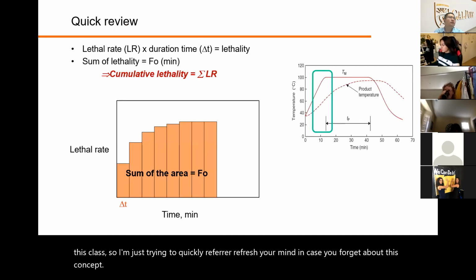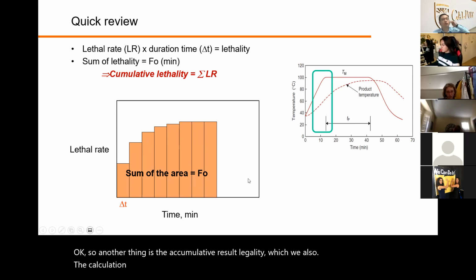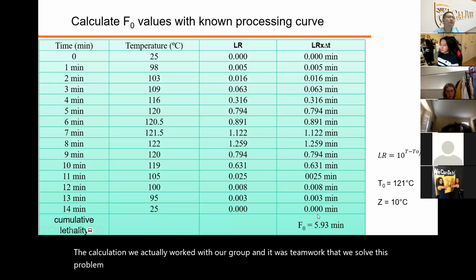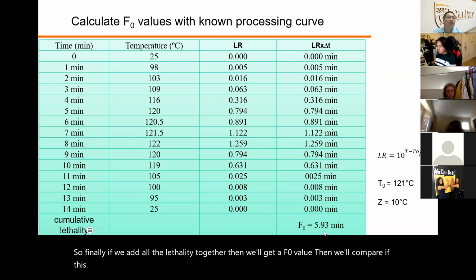Okay. So another thing is the cumulative lethality, which we also did a calculation. We actually worked with our group, and it was teamwork that we solved this problem, right? So finally, if we add all the lethality together, then we'll get an F0 value. Then we'll compare whether this has reached our required F0 value.